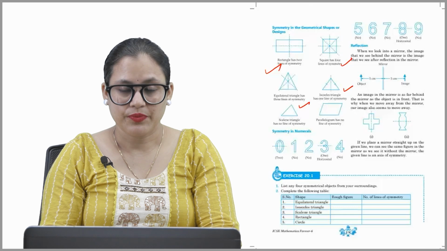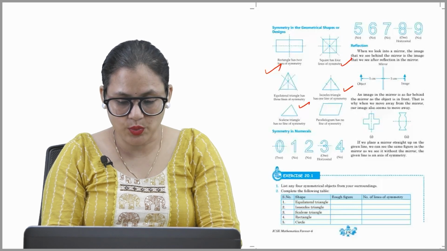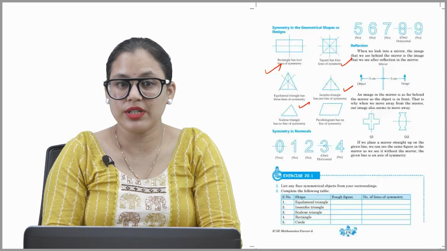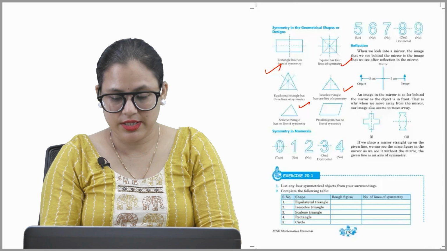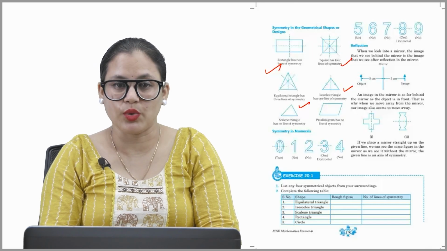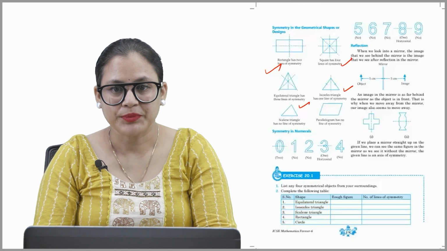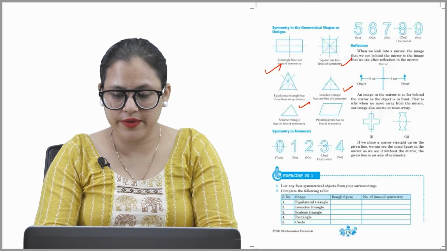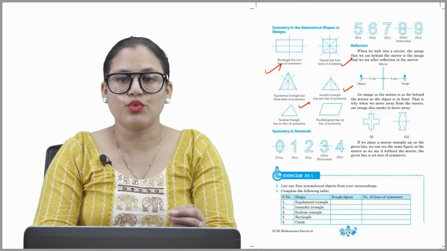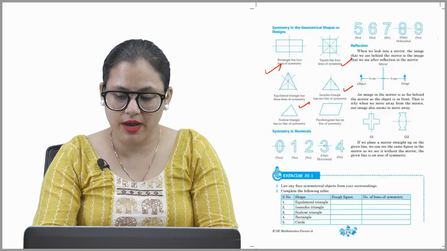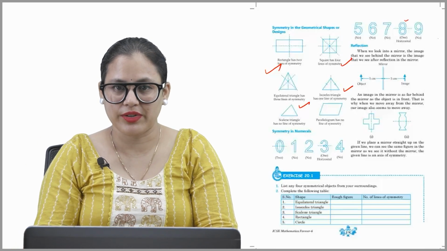Symmetry in numerals: 0 has 2 lines of symmetry, 1 has no line of symmetry, 2 has no line of symmetry, 3 has 1 horizontal line of symmetry, and 4 doesn't have any line of symmetry. Similarly, here you can see that 5, 6, 7 and 9 do not have any line of symmetry, whereas 8 has 1 horizontal line of symmetry, right?